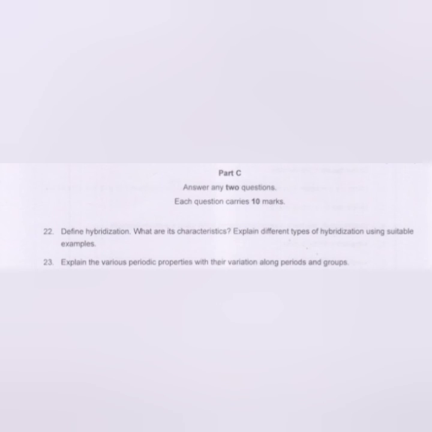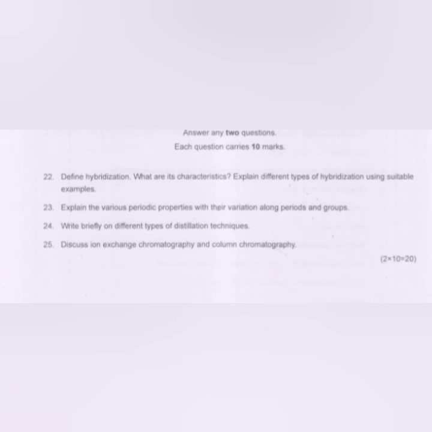Part C. 22. Define hybridization. What are its characteristics? Explain different type of hybridization using suitable examples. 23. Explain the various periodic properties with their variation along periods and group. 24. Write briefly on different type of distillation techniques. 25. Discuss ion exchange chromatography and column chromatography.